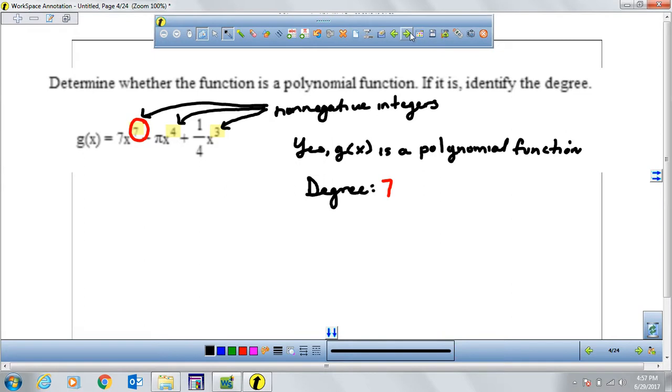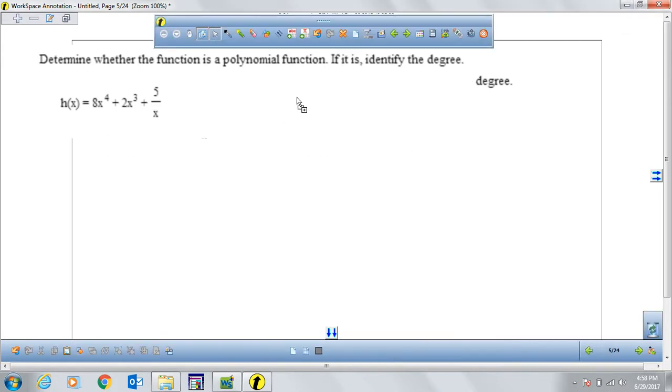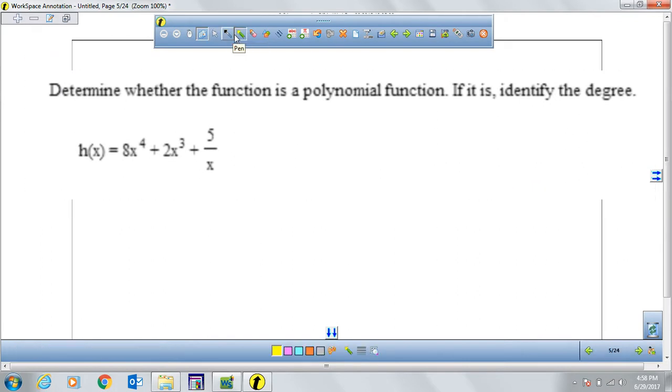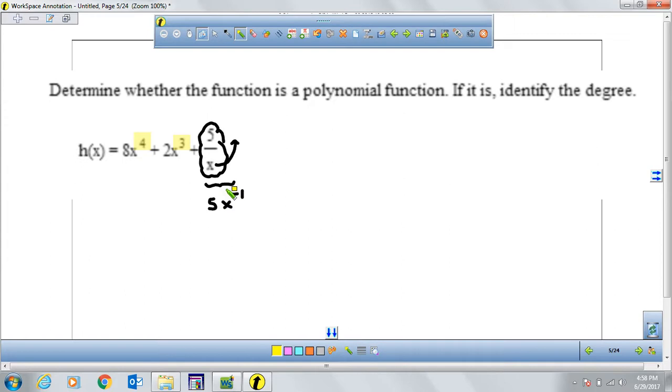Let's do the same thing for the next problem. We're going to determine if this function given right here is a polynomial function or not, and then identify its degree if it is. Now, if we look at the powers, this one is a non-negative integer, this one is a non-negative integer, but if you look at this last one, first of all, we need to move that x back to the top. If we do that, remember from the section about radicals, that is going to become a 5x to the negative 1 power. Whenever we take the reciprocal, that changes the sign of the exponent.